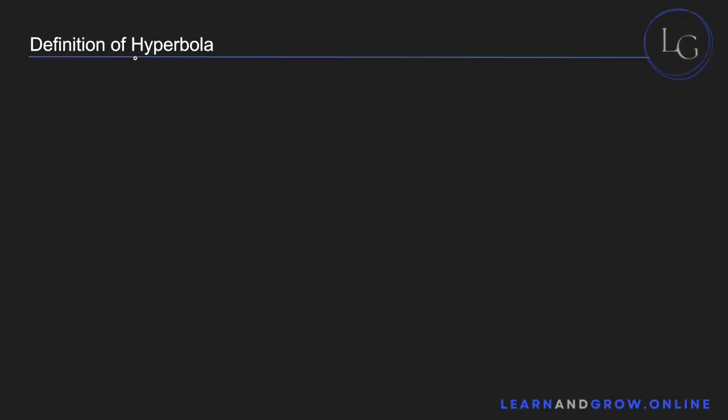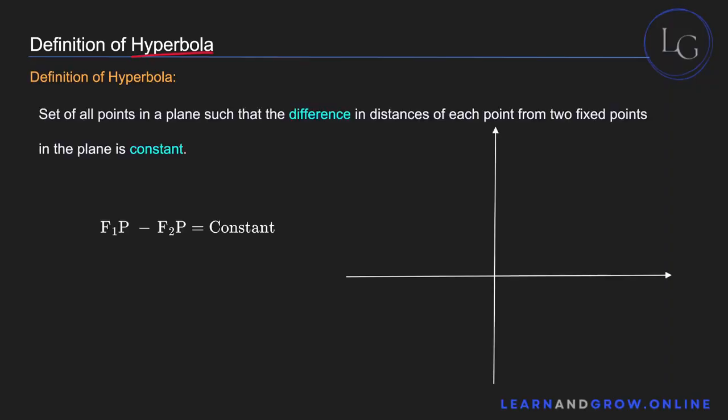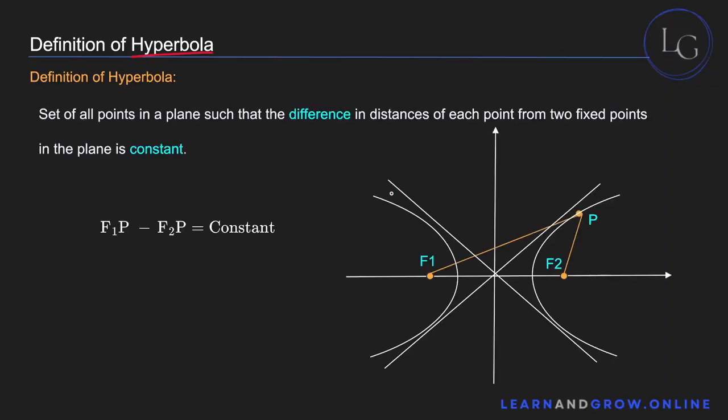Now let's see what a hyperbola is. This is what a hyperbola looks like. You can see that it's similar to an ellipse. It's basically an inverted ellipse. It's similar to an ellipse.